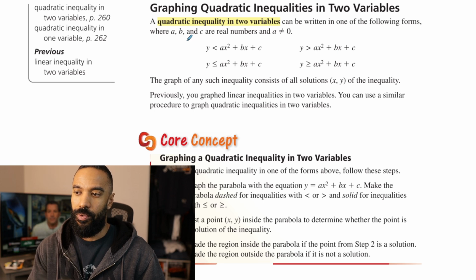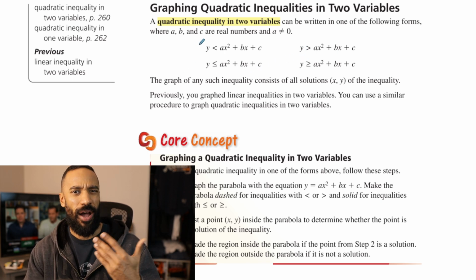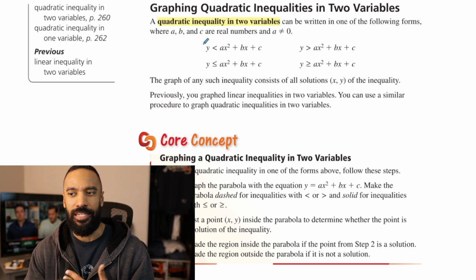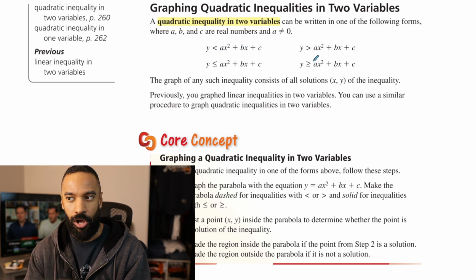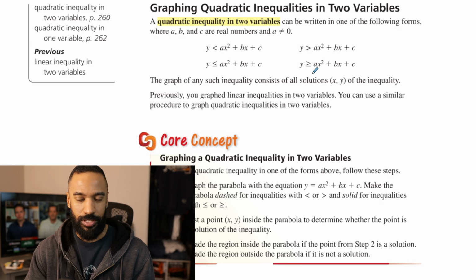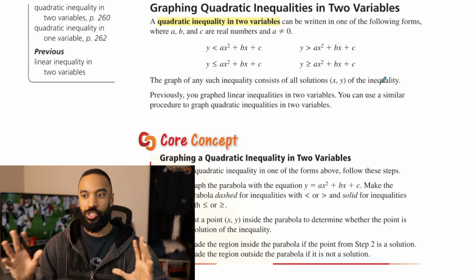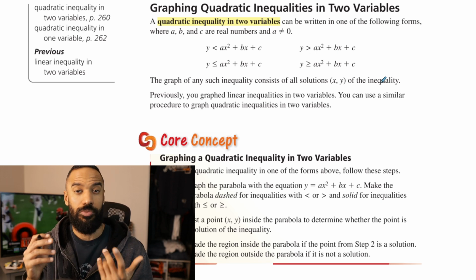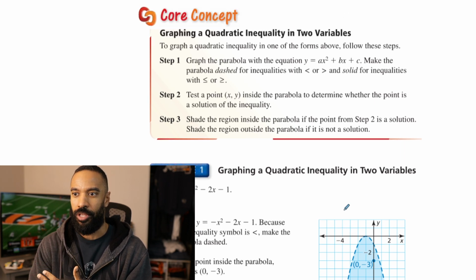A quadratic inequality in two variables can be written in one of the following forms here. You notice y is by itself. I might just say y equals by accident, like the idea of just saying standard form, y equals ax squared plus bx plus c, so I'm covering all of them in one, but we're going to use inequalities in their place. The graph of any such inequality consists of all the solutions of the inequality. So we're going to be doing some sort of shading practice with that. You can even see an example down below.